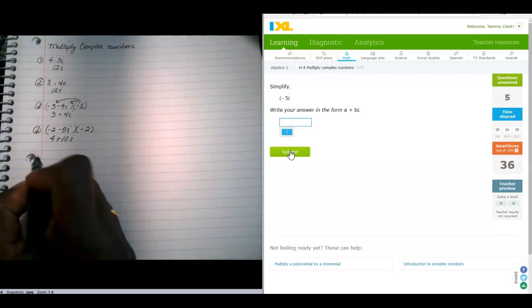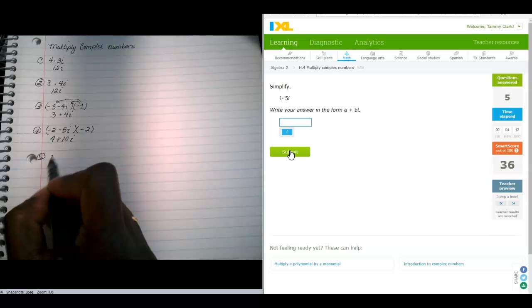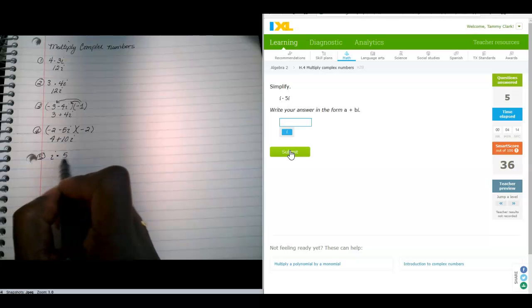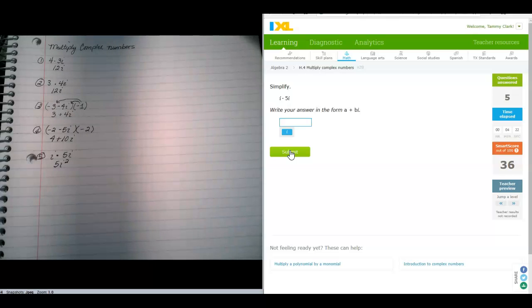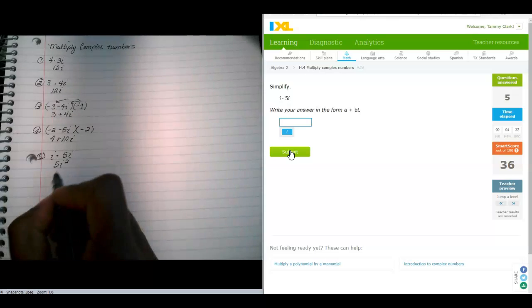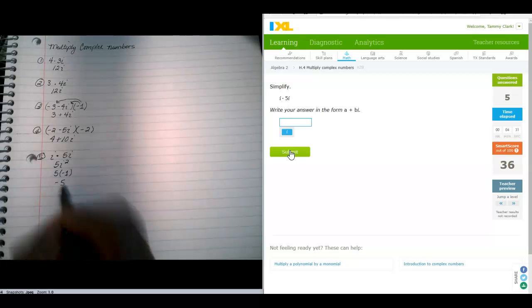So let's look at number 5. We've got i multiplied by 5i. Now, when we multiply i times 5i, we get 5i squared. Hopefully you're going, Miss Clark, don't forget, i squared is equal to negative 1. So this is really 5 times negative 1, which is negative 5.